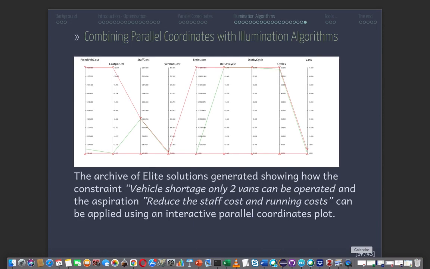And suppose that along with that we have an aspiration that says reduce the costs. Like any organisation, reduce your staff costs, reduce your running costs. So now what we do is we start to bring down, using the brushing mechanism, staff costs and running costs, and we bring them down as low as we can till we find a solution that only has our 2 vans and has staff and vehicle costs as low as possible.